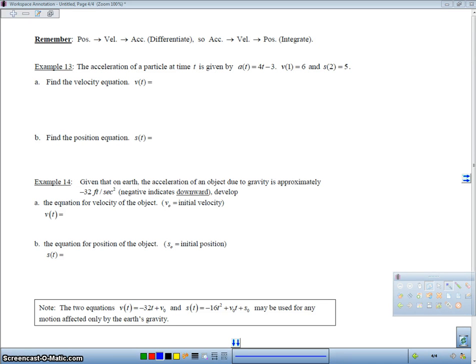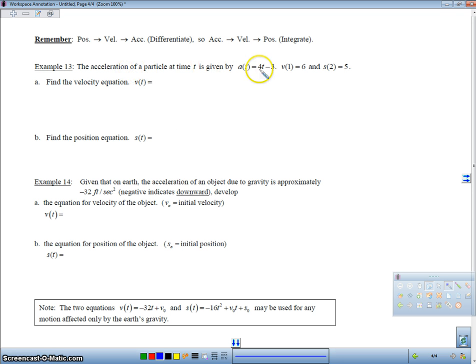Last video in my three-part series of the basic rules of integration and antiderivatives. So you'll find in these examples, these are a bit different. It's not just simply basic rules here. I'm dealing with position, velocity, and acceleration. So recall that you differentiate each time. So now we're going to go backwards and we're going to integrate from acceleration to velocity to position.